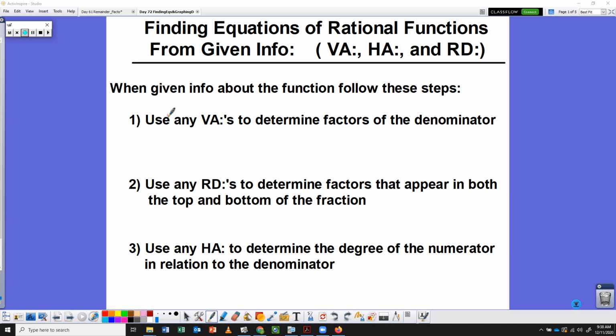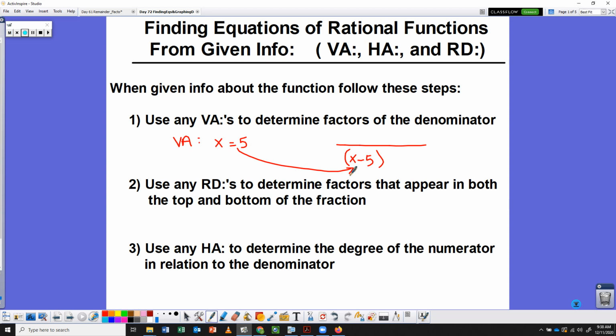So the first thing is, whenever you're given information about these, they're going to tell you about one part of your formula. Use the vertical asymptotes to determine any factors of the denominator. So let's say, for example, if somebody says that a vertical asymptote is x equals 5, that means in the bottom part of your fraction, there has to be a factor that produces x equals 5 as a 0, so that would be x minus 5. So vertical asymptotes directly relate to factors that are going to appear in your denominator.